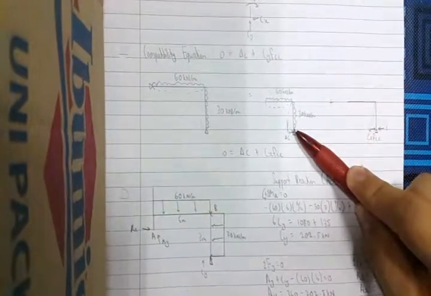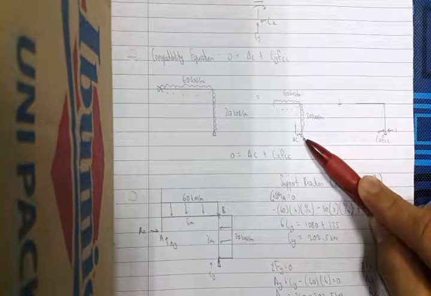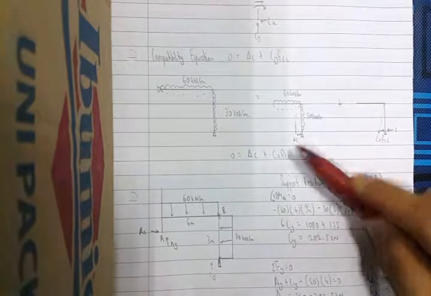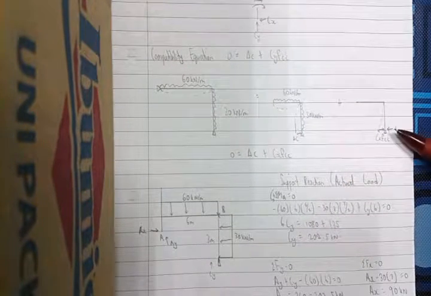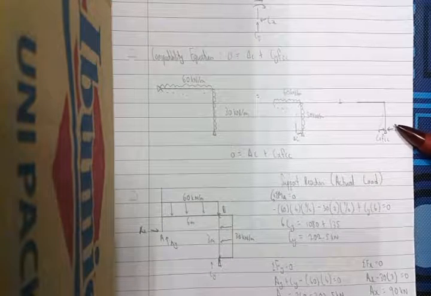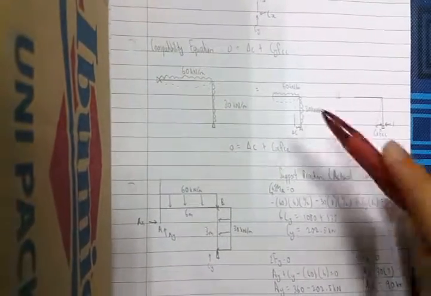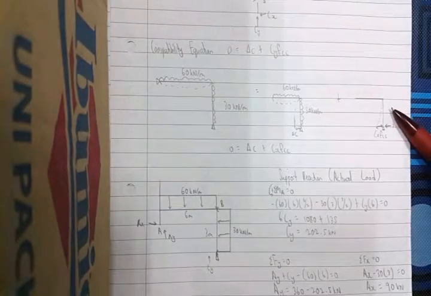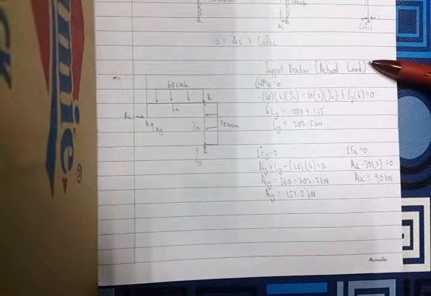So the next step is the compatibility equation, which is 0 equals delta C plus Cx FCC. Right here we took out our choice of redundant force, which is Cx. We replace it with delta C. This is the primary structure, and for the second one we put Cx FCC. This is the virtual load, and the other is the actual load. So for the virtual load we replace it with Cx FCC.